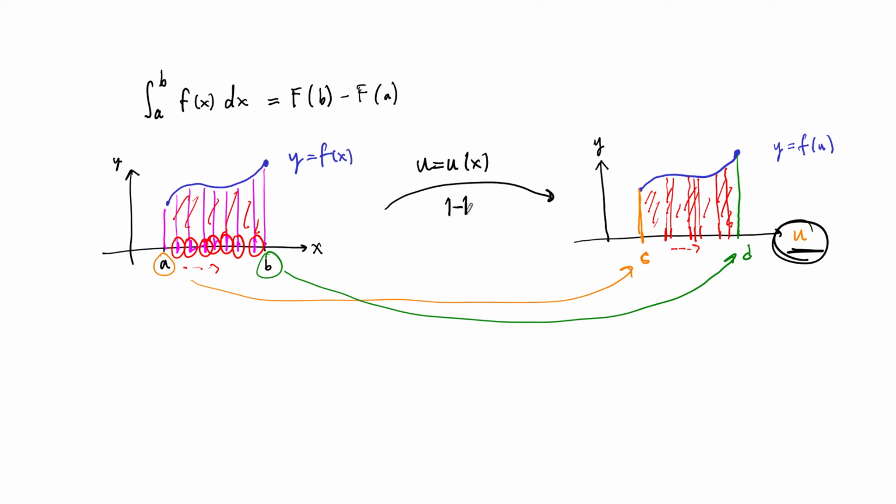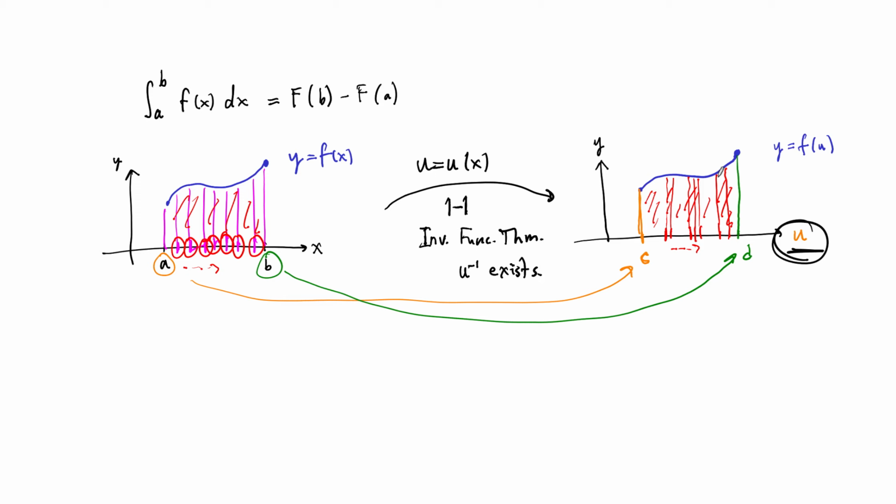It's one-to-one. And so what that means then is that, by the inverse function theorem, which you should review if you haven't heard of the inverse function theorem recently, u inverse exists, right? So this has an inverse function.